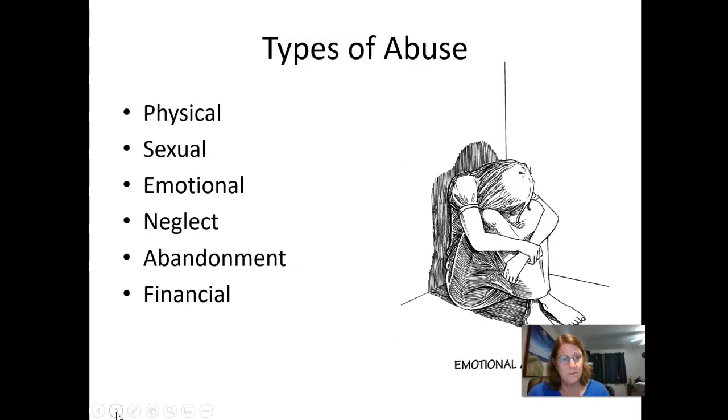Sexual abuse, of course, is taking advantage of an elderly person because they can't defend or protect themselves, and being harmed sexually. Emotional abuse is just belittling them, making them feel like they're not worthy of anything. Neglect, now, neglect we said was different than negligence. Neglect is not giving them the care and services that you know they need, not feeding them when they're hungry, not cleaning them when you know they're soiled. That would be neglect.